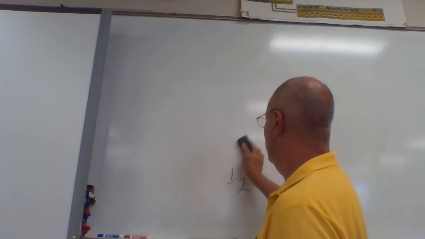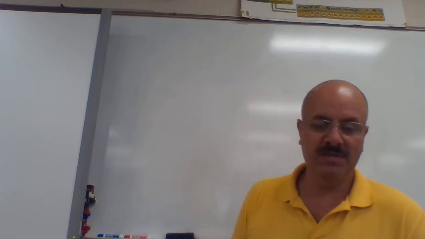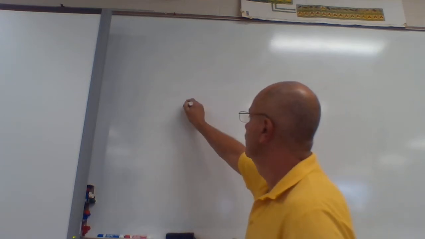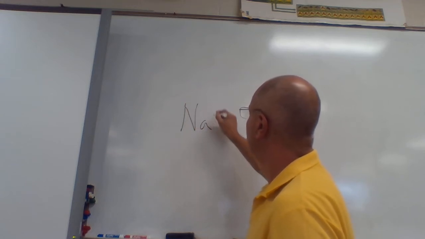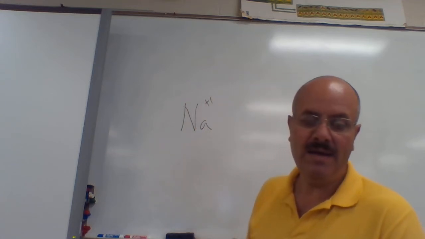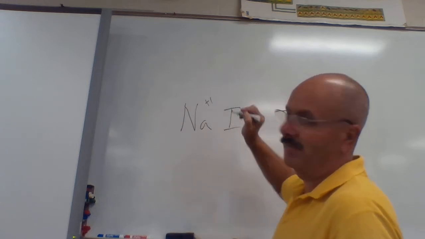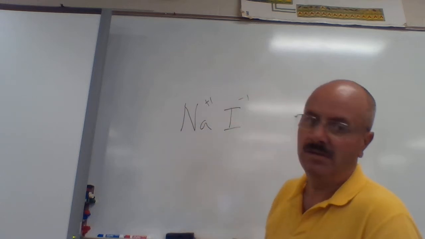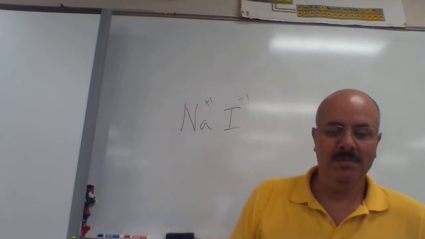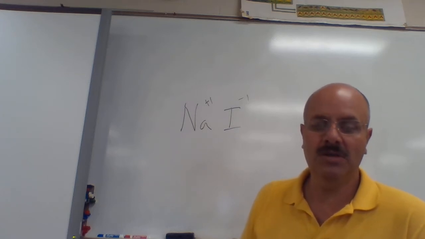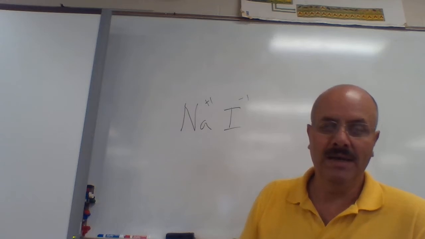They're going to give us a name, and we got to come up with a formula. So the first one says sodium iodide. So sodium is Na. That's a +1. Then we got iodide. It ends in ide, so therefore it is the element iodine. He's a -1, based on where he's at on the periodic table. So those two charges cancel each other, so I get NaI as my formula.